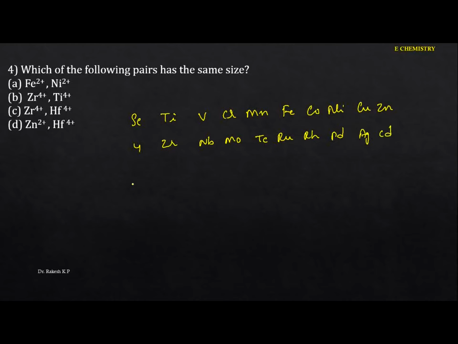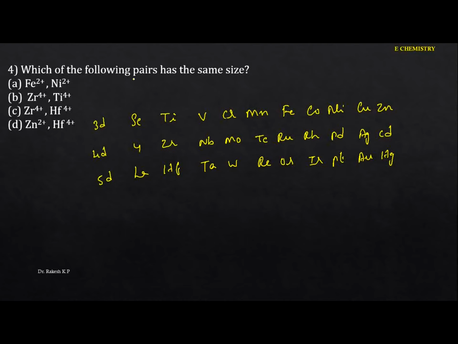For the next series we have lanthanum, hafnium, tantalum, tungsten, rhenium, osmium, iridium, platinum, gold, and the last one, mercury. Just identify: this is the 3d series, this is the 4d series, and this is the 5d series.